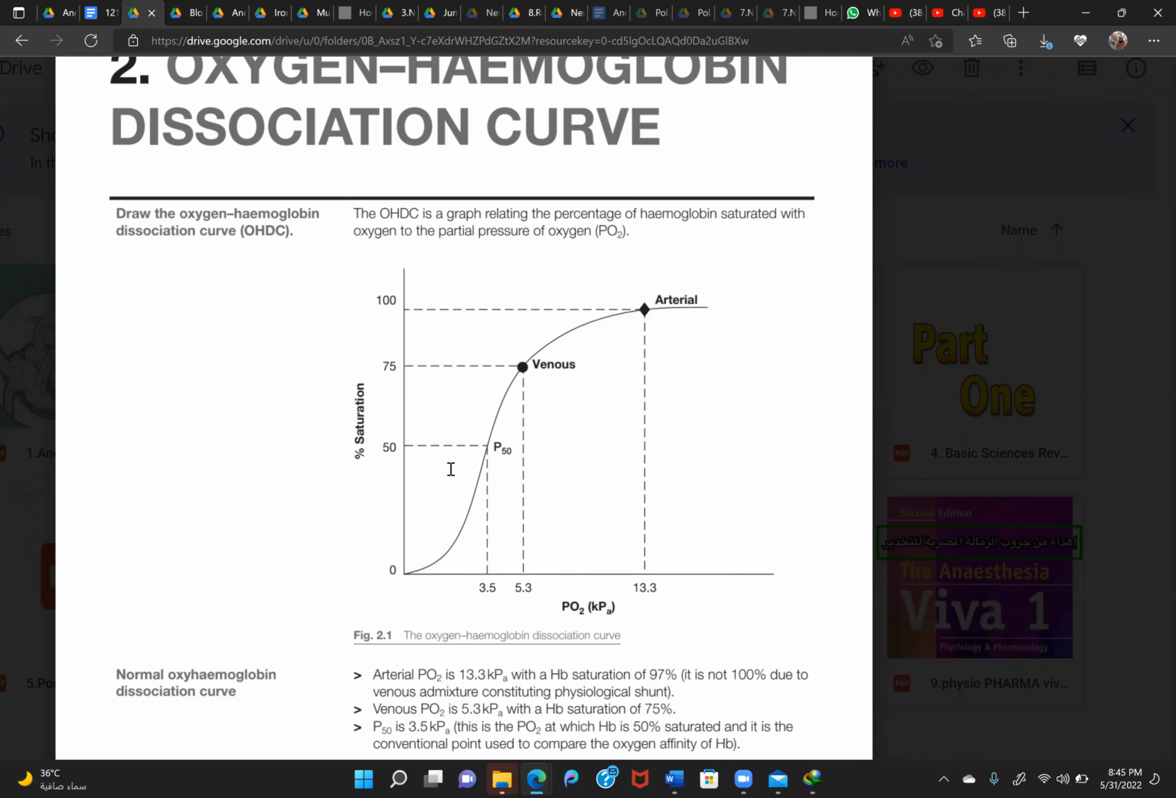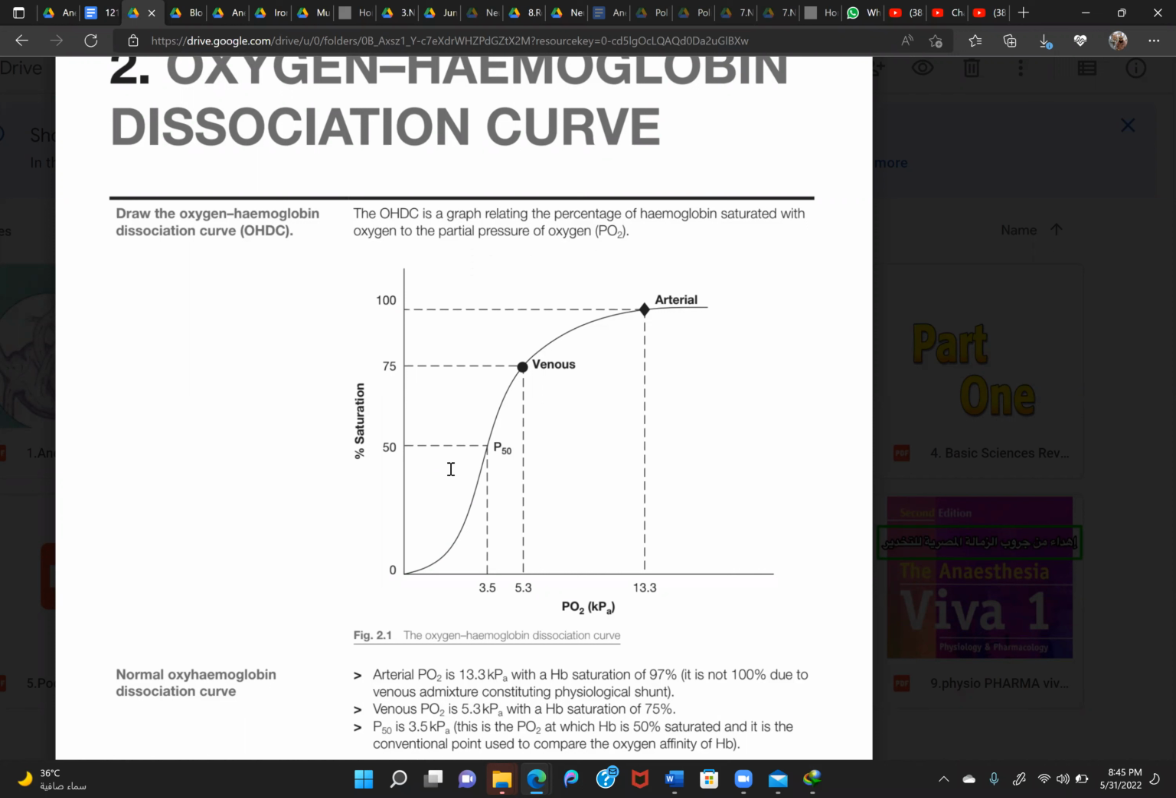I think slightly more than 21. Yes, it will be around 24. Anyways, because we are not used to kPa values in our part of the world, we multiplied by 7.5.